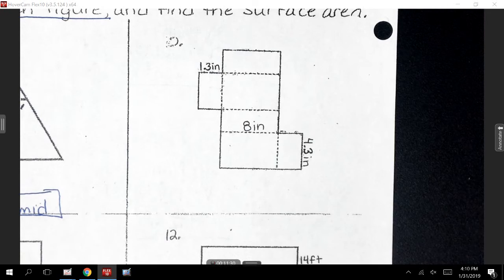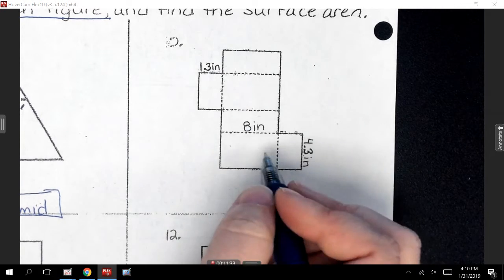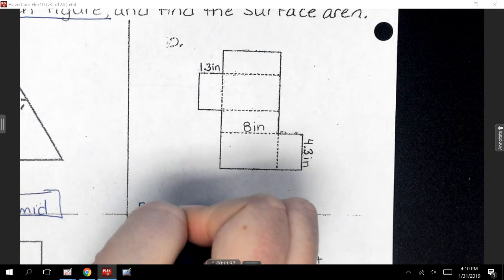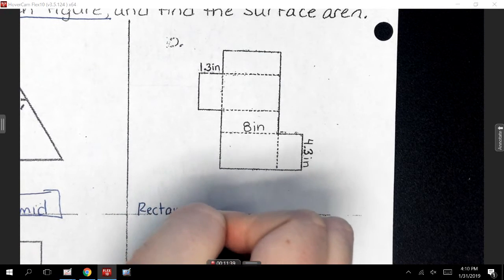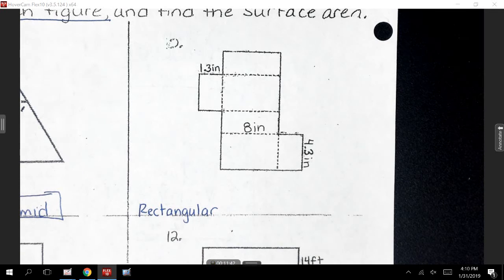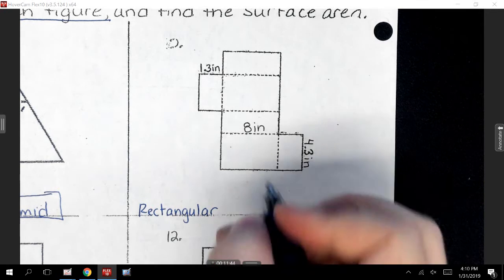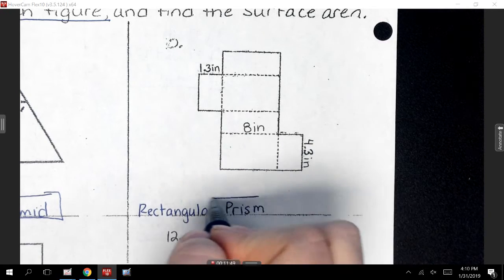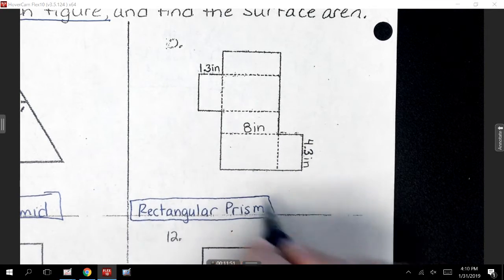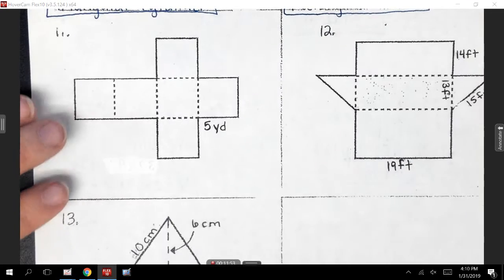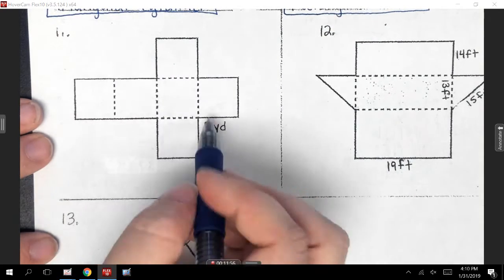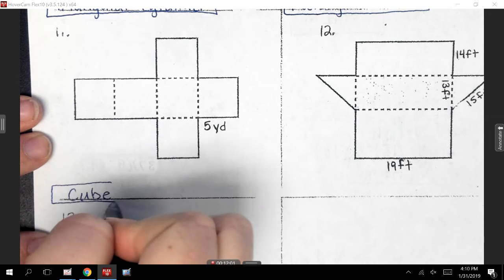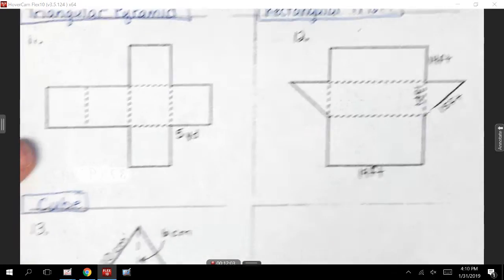All right. Moving over to 10, it's a bunch of rectangles and it's only rectangles. So it is rectangular. And since it only has rectangles, they're not going to be able to make one point at the top. So that means this must be a prism. Circling that so my teacher can find it. All right. Number 11, naming that one. They're all squares. They're all the same. So this one is a cube. We like these because they're easy to name and easy to spell.